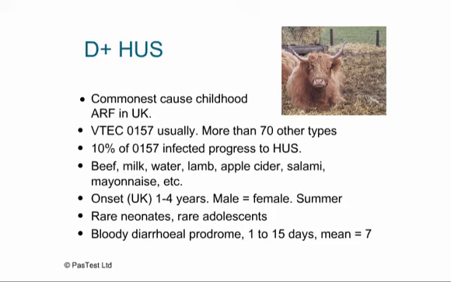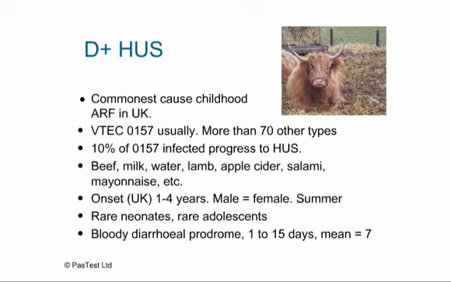source of HUS. Children with HUS usually develop it between the age of 1 to 4 years. It's a disease largely that spans from May through to October, and there's no sex ratio. What tends to happen is the child presents initially with bloody diarrhoea, and as the bloody diarrhoea settles, the renal failure takes hold. And the bloody diarrheal prodrome usually lasts for an average of about a week.